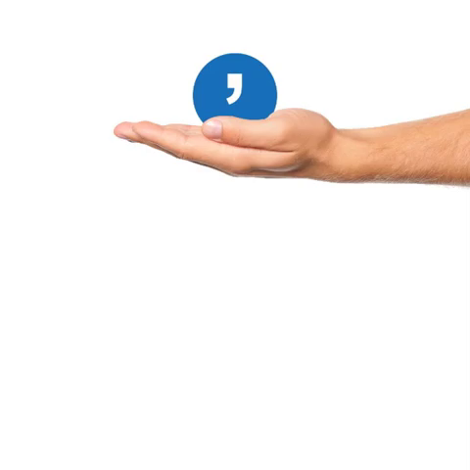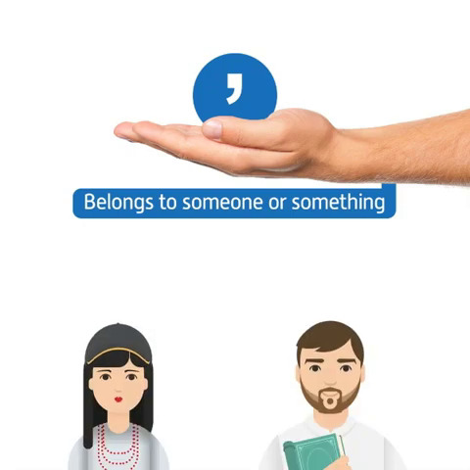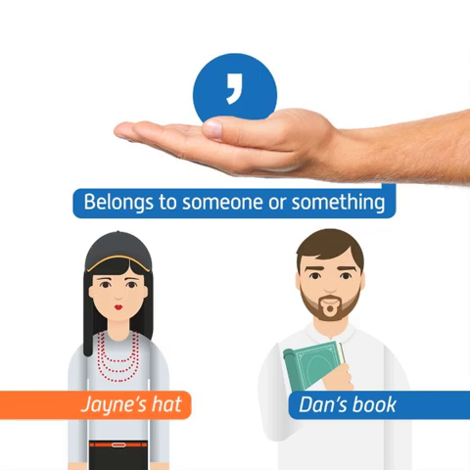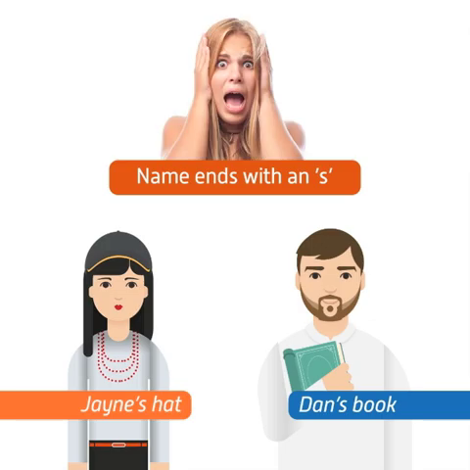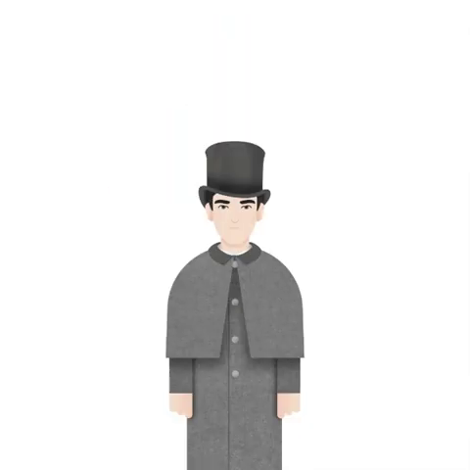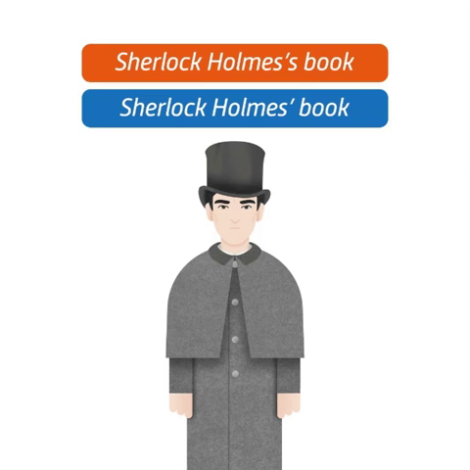That's showing that an object belongs to someone or something. If something belongs to someone, you should use an apostrophe like Jane's hat or Dan's book. If you happen to encounter a character whose name already ends with an S, don't panic. Let's look at Sherlock Holmes as an example. If you wanted to show possession, you could write Sherlock Holmes' book with an apostrophe after the final S, or Sherlock Holmes's book with an apostrophe and another S at the end.